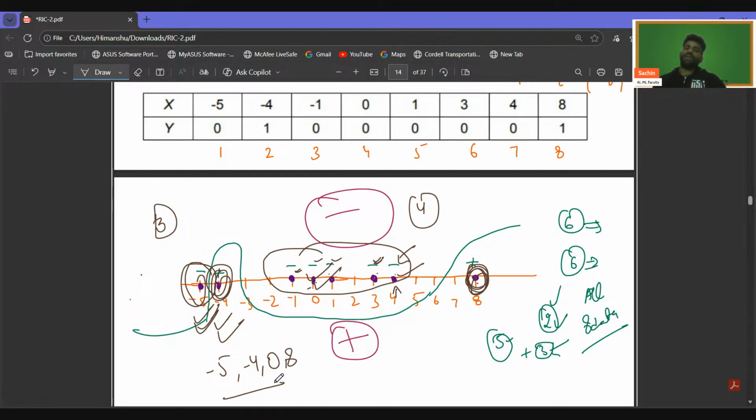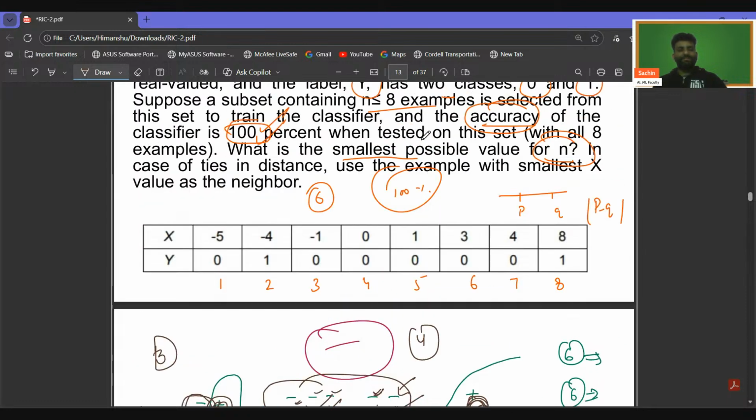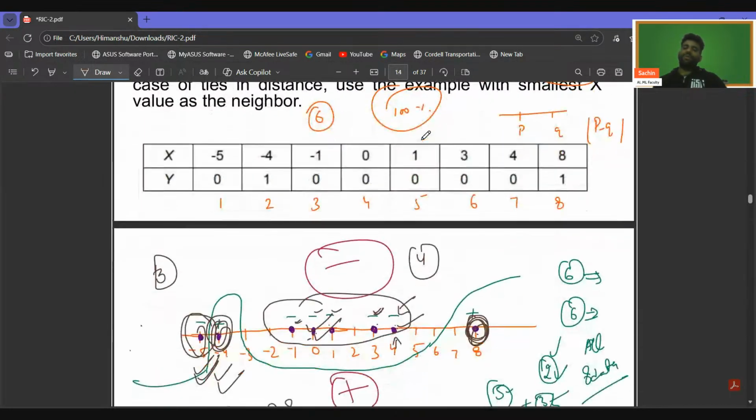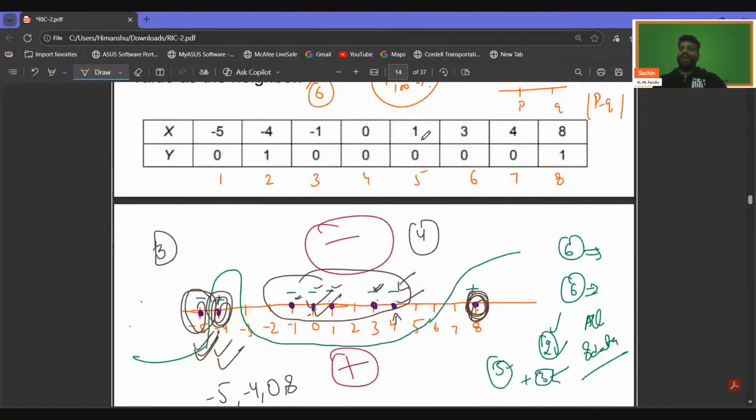I hope you're getting this, everyone. So what is going to be the answer over here? The answer is going to be 4. N is going to be 4 for us. I hope it is clear. In case you are having any doubt, please let me know. Okay. Cool. So we'll be talking about the next question.